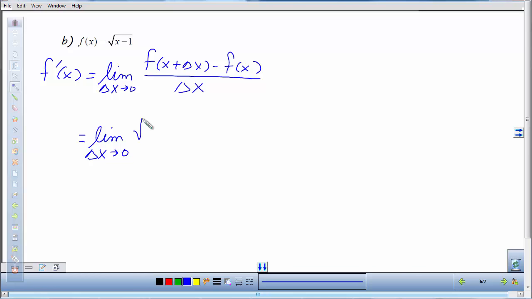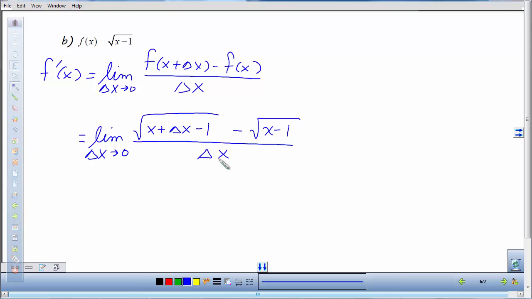Okay, we've got the square root of x plus delta x minus 1 minus the square root of x minus 1, all over delta x. Okay, so we've got to evaluate this limit. And of course, from chapter 1, hopefully this looks familiar. When we saw a problem like this, we can't just plug 0 into our denominator.